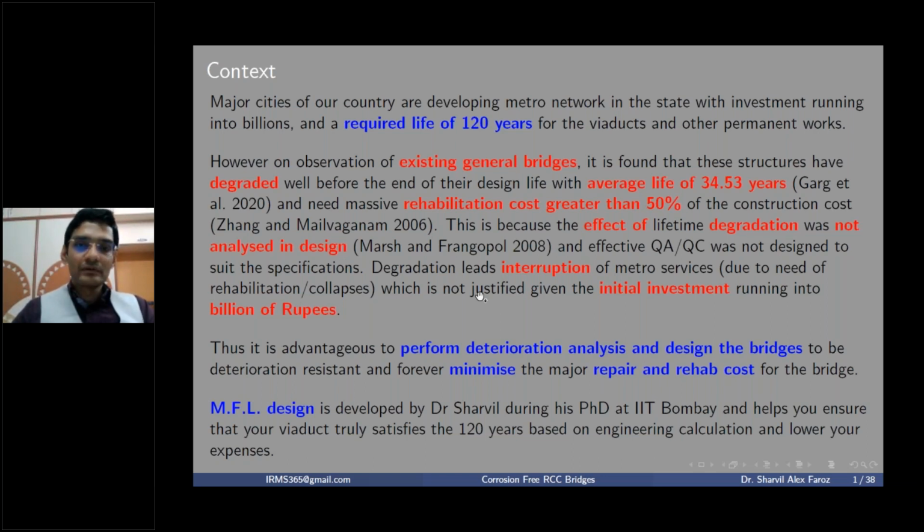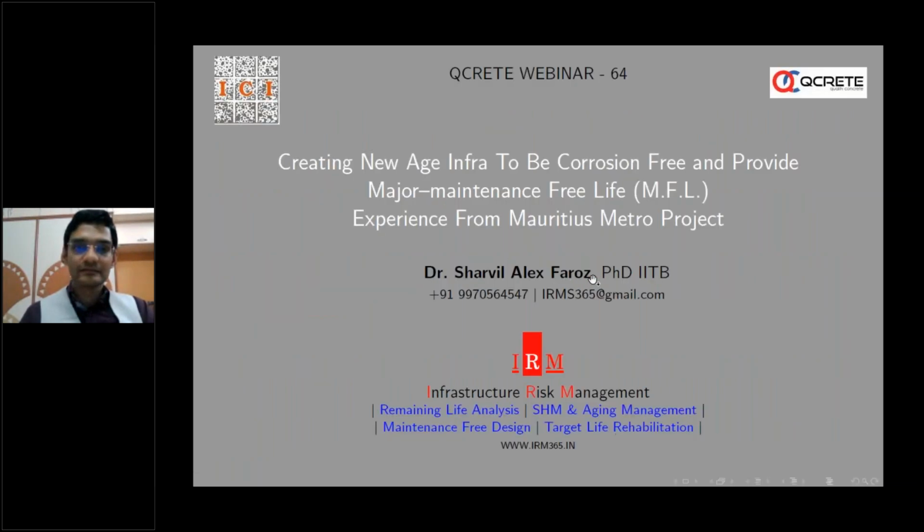So in the rest of this presentation I will be showing you how this analysis of deterioration is done, and how the design is done so that your bridge or your viaduct can have a tangible, repair free life of 120 years. So with this in context, you know why this technology is important for the metro projects, right?